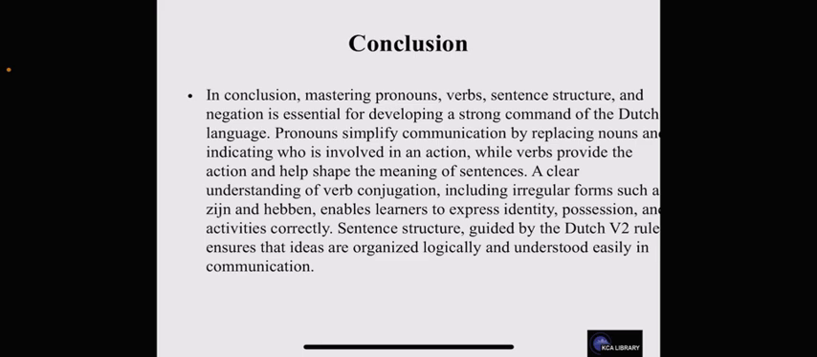In conclusion, mastering pronouns, verbs, sentence structure, and negation is essential for developing a strong command of the Dutch language. Pronouns simplify communication by replacing nouns and indicating who is involved in an action, while verbs provide the action and help shape the meaning of sentences. A clear understanding of verb conjugation, including irregular forms such as zijn and hebben, enables learners to express identity, possession, and activities correctly. Sentence structure, guided by the Dutch V2 rule, ensures that ideas are organized logically and understood easily.